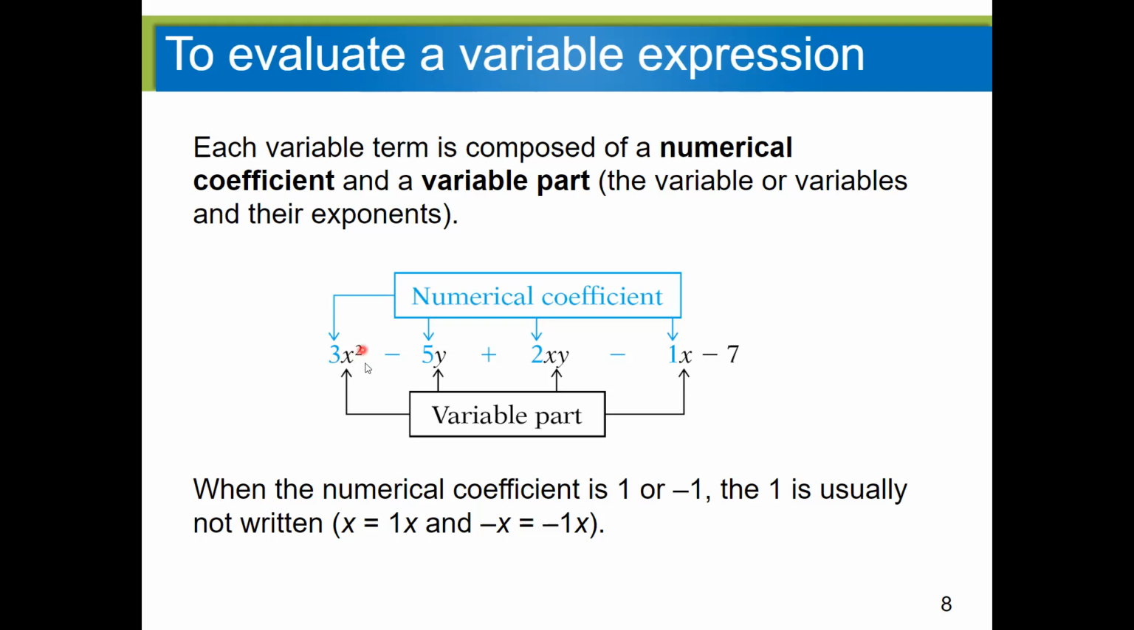And then the power here, we talked about those last chapter as well, right? The power is not a numerical coefficient because a coefficient is multiplication or division. The 2 here is the power of squaring it, right? Exponent. That's what that 2 is. But the 3, the 5, the 2, and the 1, or more specifically, the 3, the negative 5, the 2, and the negative 1 are the numerical coefficients of the variable terms in this variable expression.